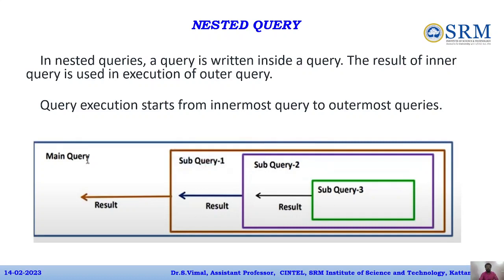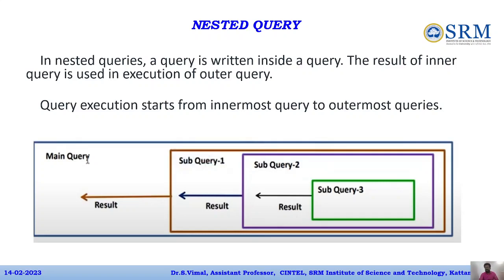In nested queries, a query is written inside a query. Here, we already have a query. If you keep another query within that existing query, it is a nested query. The result of the inner query is used in the execution of the outer query. The query execution starts from the innermost query to the outermost query.